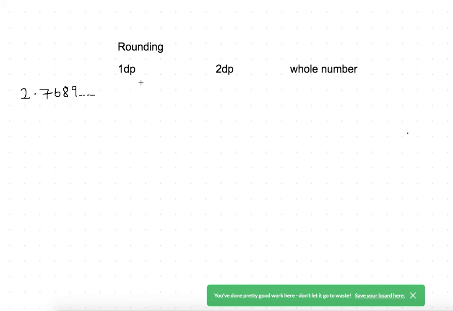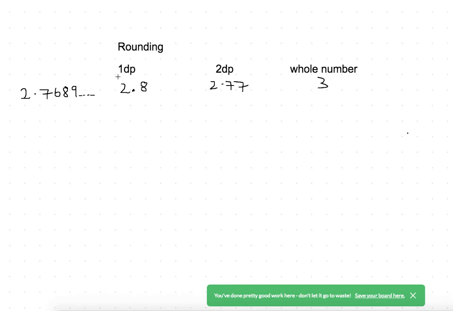What I'm going to do is put the three answers in first and then explain them. So this one would be 2.8, this one would be 2.77, and this one would be 3. So they're the three answers. So let's put a bit of explanation onto what's going on here.